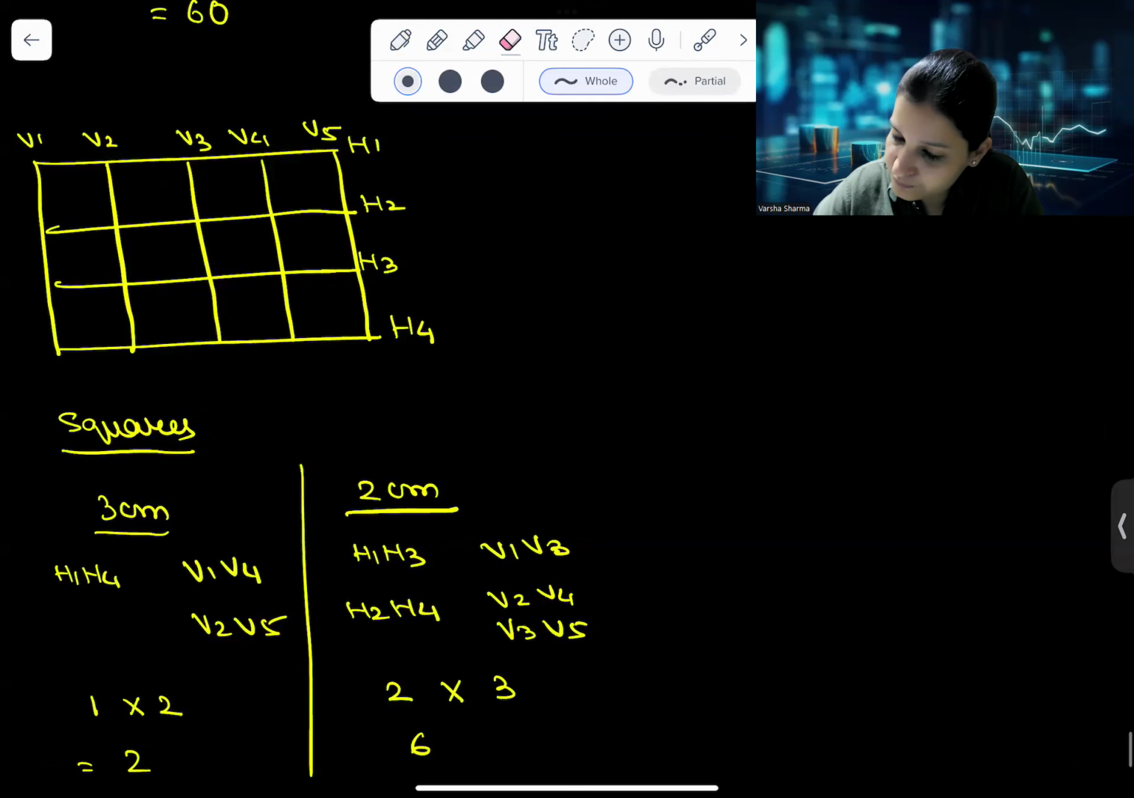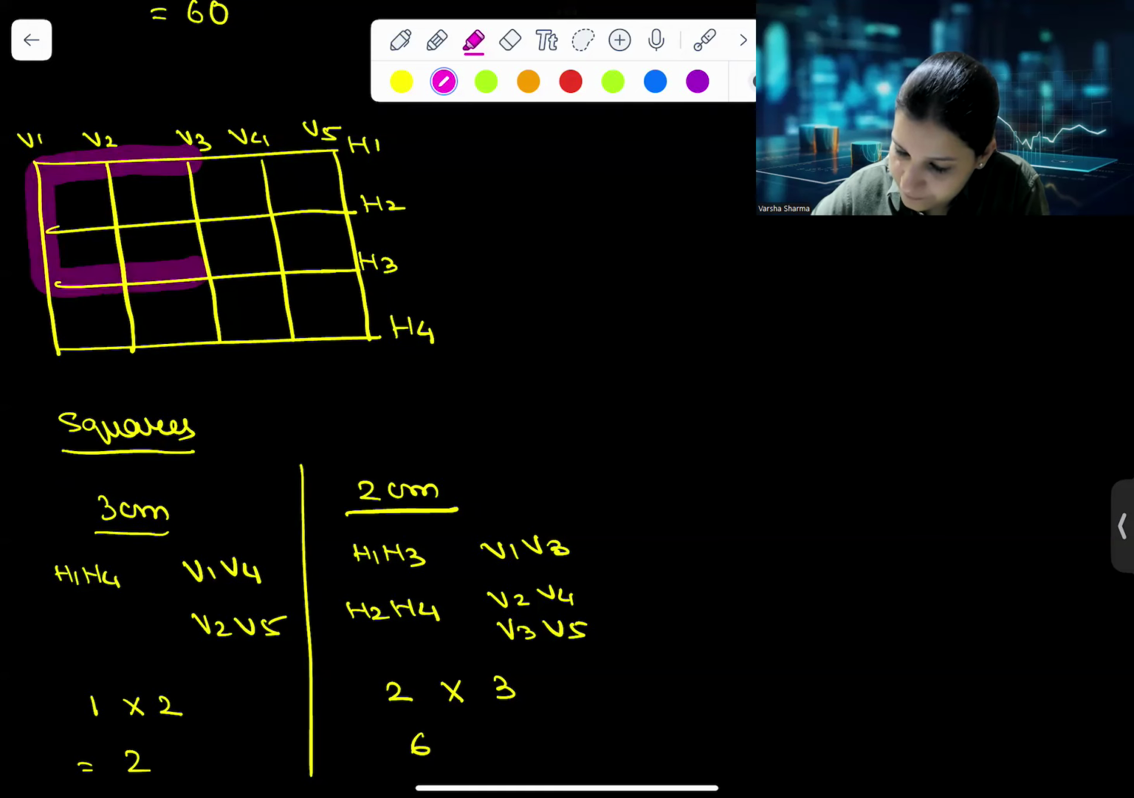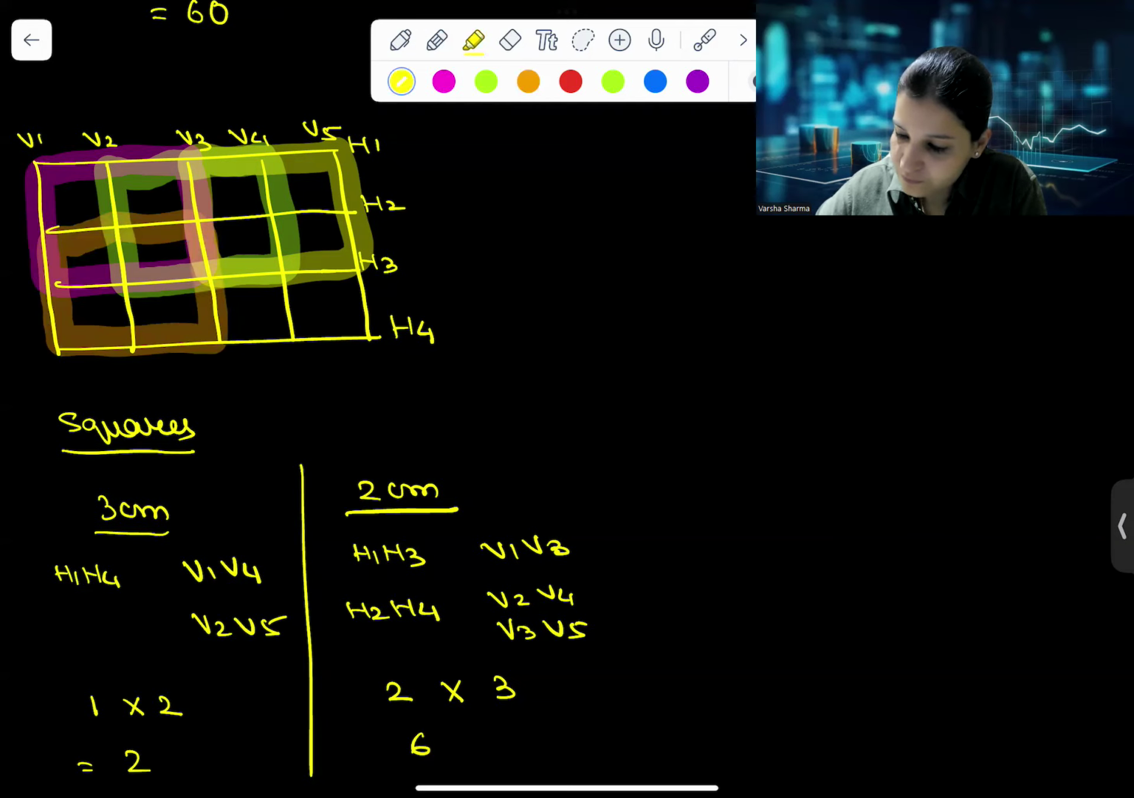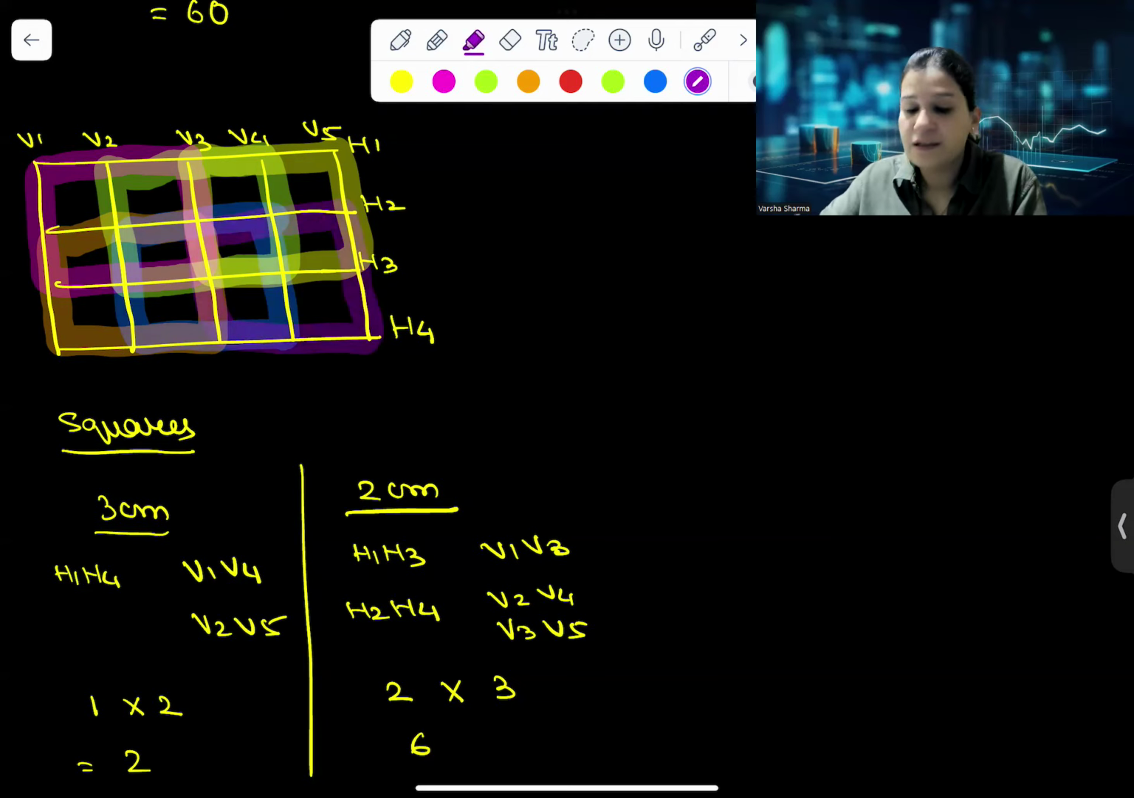Let's see how. H1, H3, V1, V3. 1, 2, 3, 4, 5, and 6. These are the 6 squares that can be formed of length 2 centimeter.